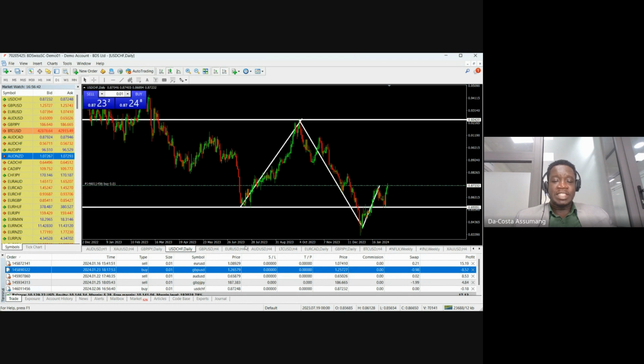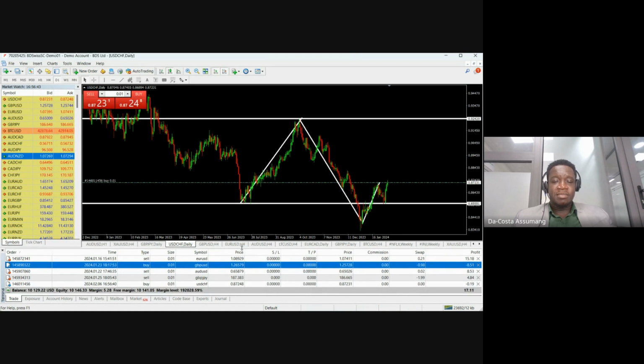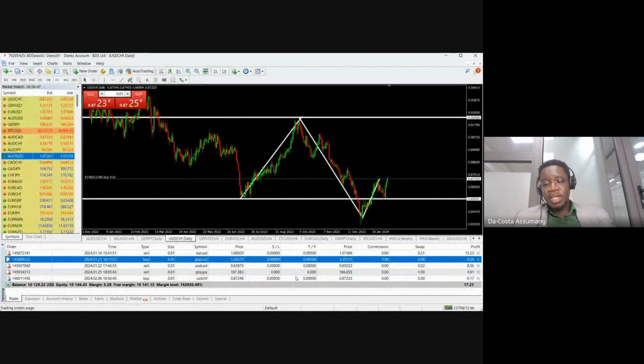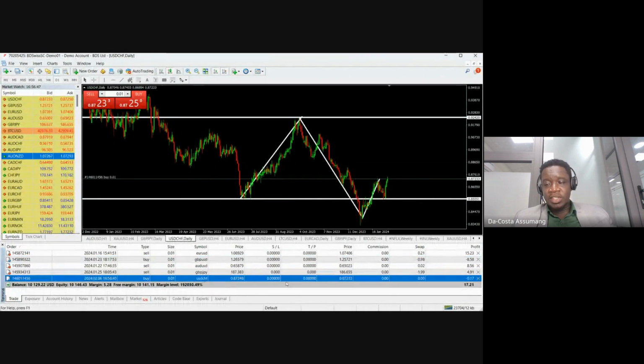Okay. So I bought it. Now that we've bought it, see that immediately we bought it. Here's mine, USDCHF. Immediately we bought it.